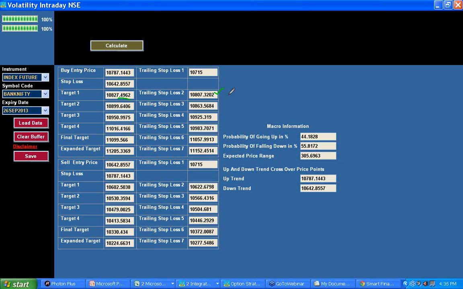Suppose you are getting a probability of going up and you are not convinced to add an option into that, then I will say avoid that trade. If the probability of going up is less, still you get a buy entry signal, and you don't want to take any option with the future, then avoid that trade. See for some other counters. Avoid that trade and see for some other counters. That will be the best idea.